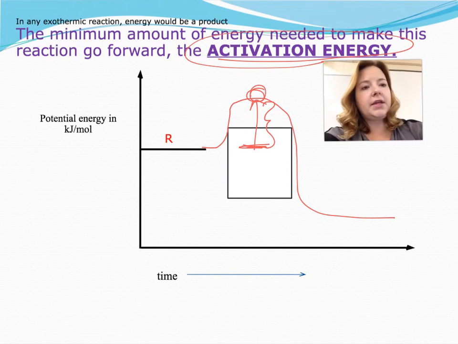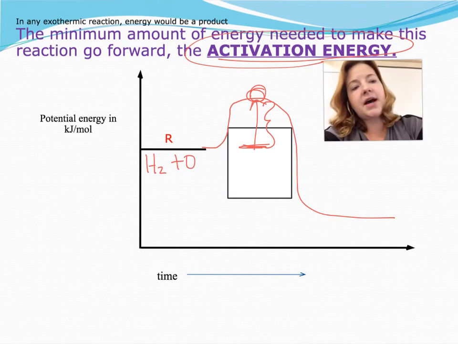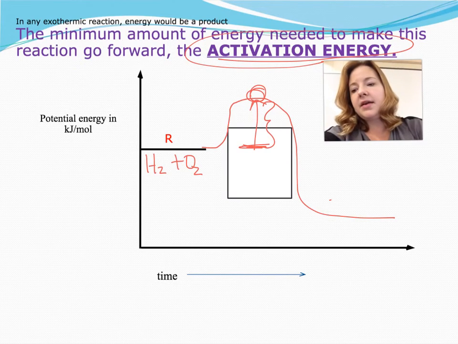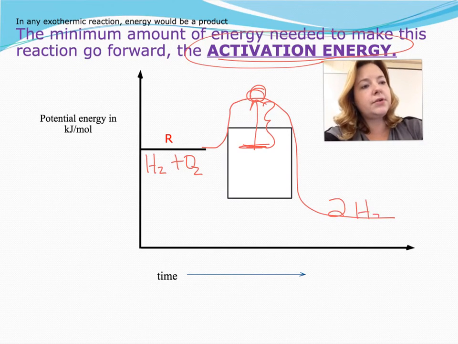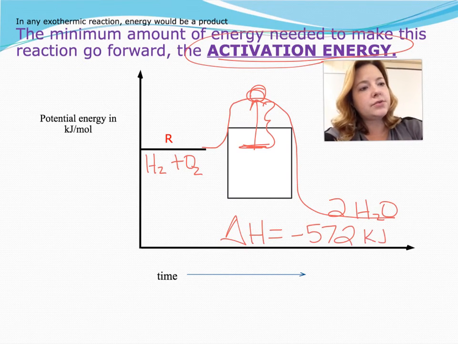If you were writing an equation, let's say that I'm starting with my reactants of hydrogen gas and oxygen gas, and then that creates 2 molecules of water. Let's say this is an exothermic reaction. That might not necessarily be, but let's say that our delta H is equal to negative 572 kilojoules of energy.